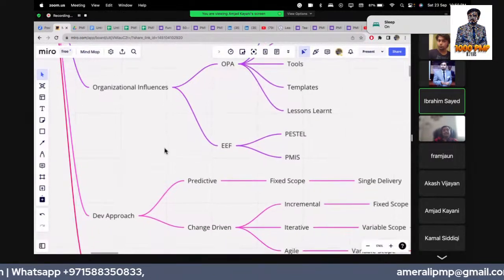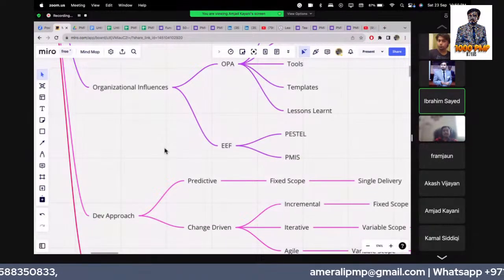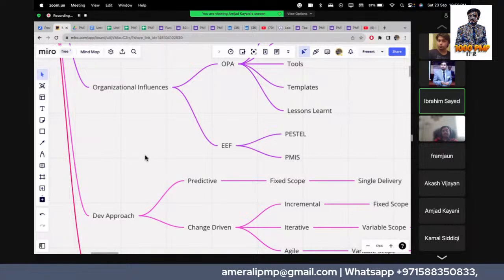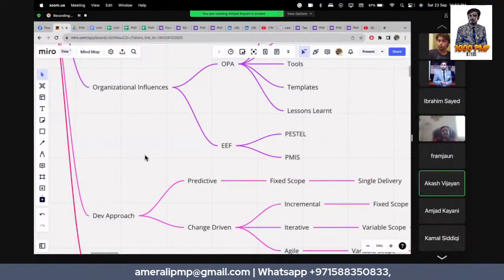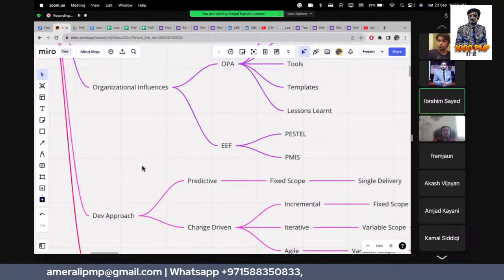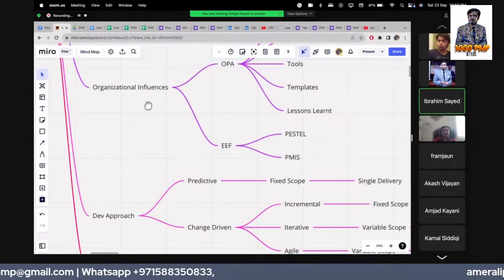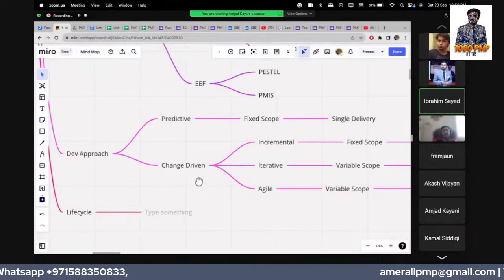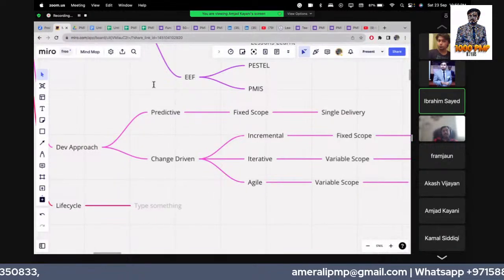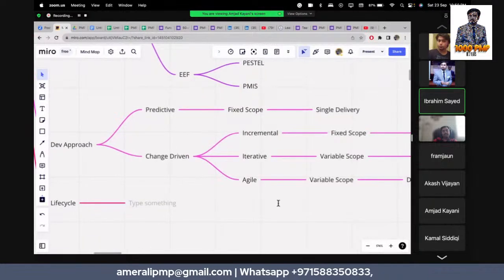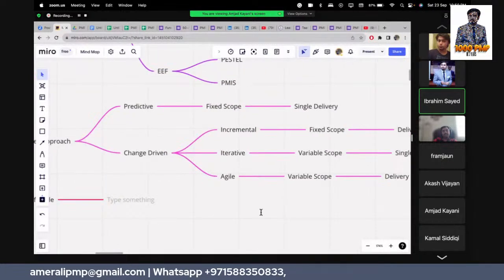There are PESTEL and PMIS. PESTEL represents political, environmental, economic, technical, and legal. And there are two development approaches. One is predictive and the other is change driven. In predictive, the scope is fixed and there is a single delivery. An example is the construction of a bridge.